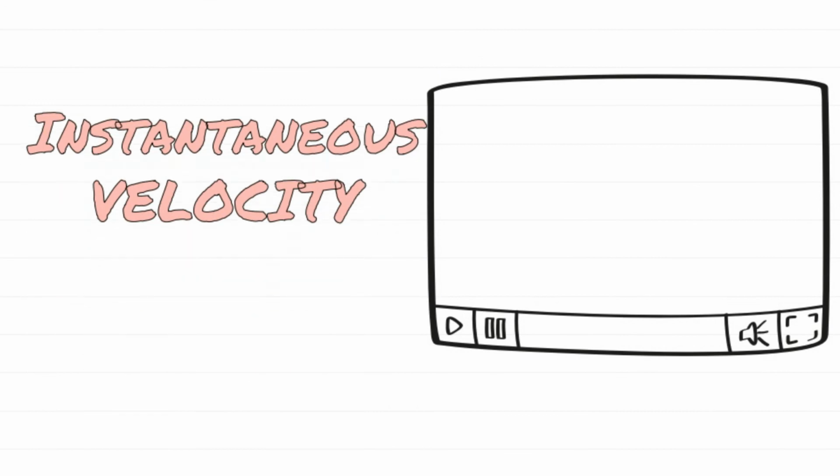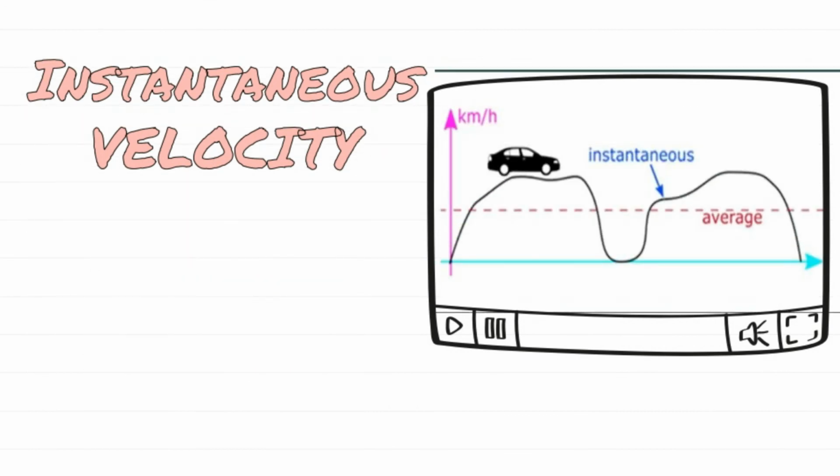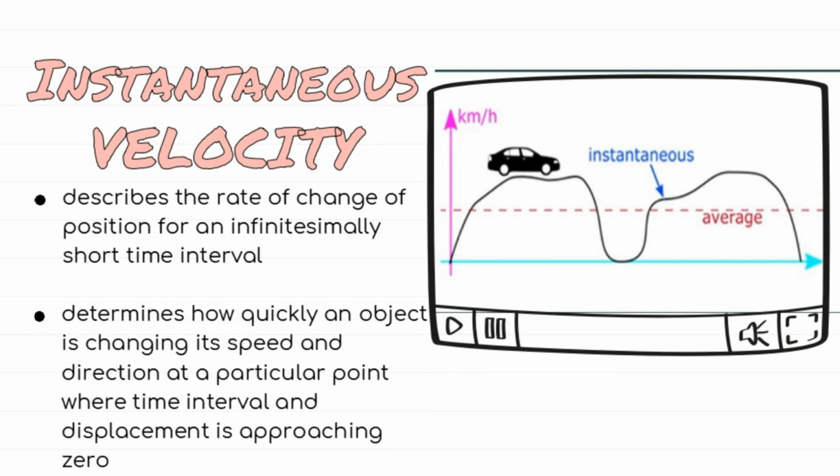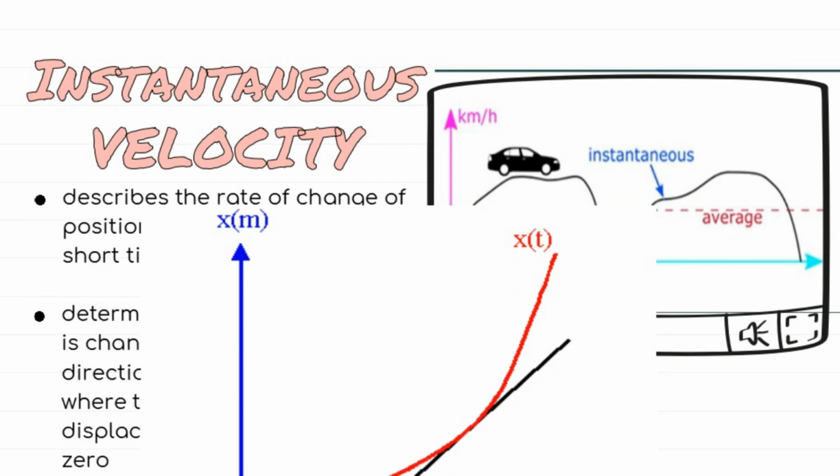Third is the instantaneous velocity. Instantaneous velocity describes the rate of change of position over an infinitesimally short time interval. It also determines how quickly an object is changing its speed and direction at a particular point where time interval and displacement are approaching zero.